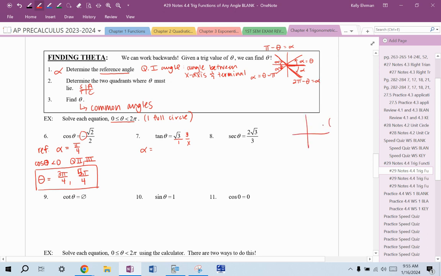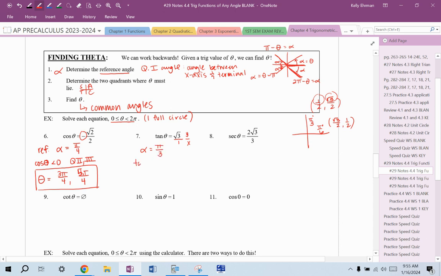If it helps you, write out like a speed quiz, at least these two angles, pi over 3 and pi over 6. All right, so which one of those two is y over x? So here the y numerator is radical 3. Here the x is 1. So we must be at pi over 3 for our reference angle.